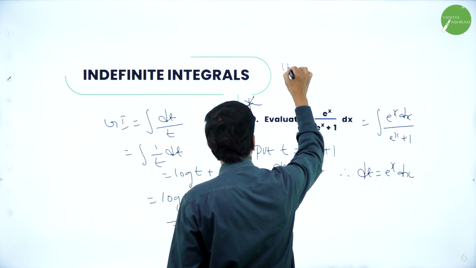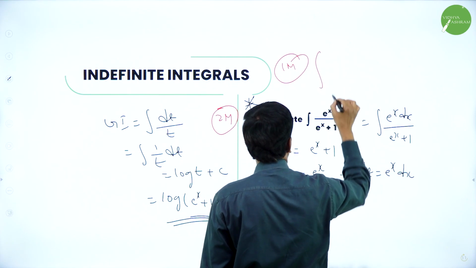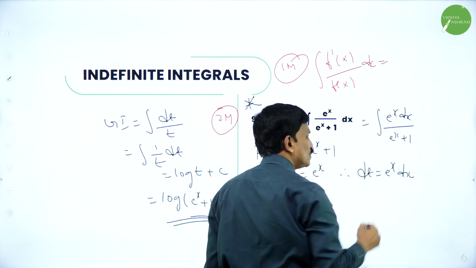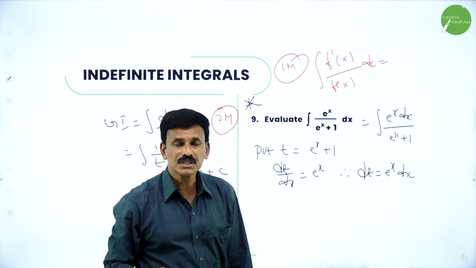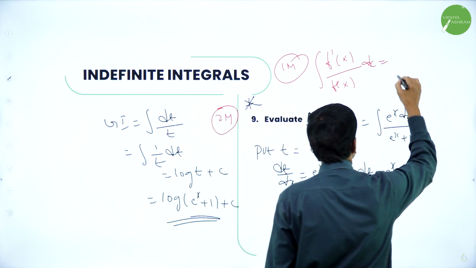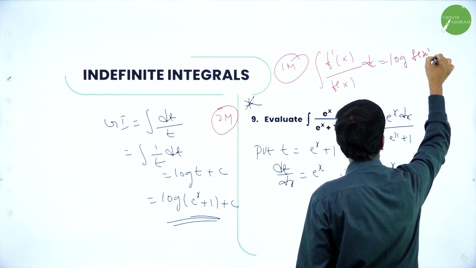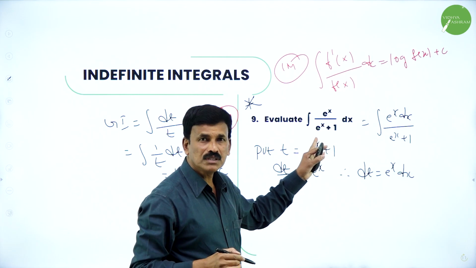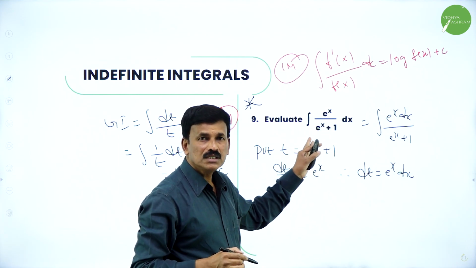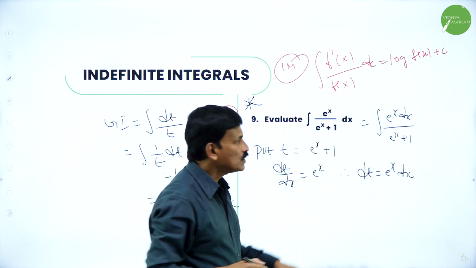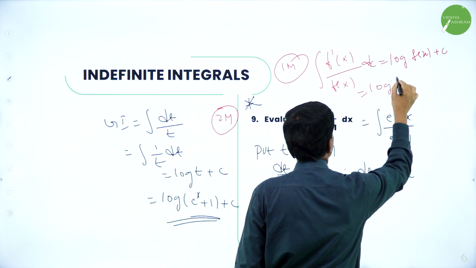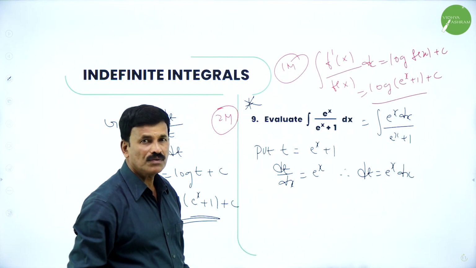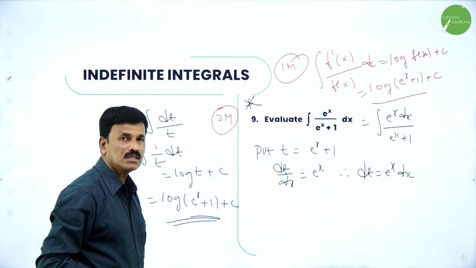Note, suppose it is for 1 mark, if you observe carefully, this is of the form integral of f dash x divided by f of x dx. So, if the function is in the denominator and the derivative of the function is in the numerator, then the integral of such a function is always equal to log of f of x plus c. See here, f of x is the denominator e power x plus 1, and the differentiation of f of x, f dash x, is the differentiation of e power x, which is e power x itself. So, therefore, straight away you can write log of e power x plus 1 plus c. F dash x by f of x gives log of e power x plus 1 plus c as the integrated answer.